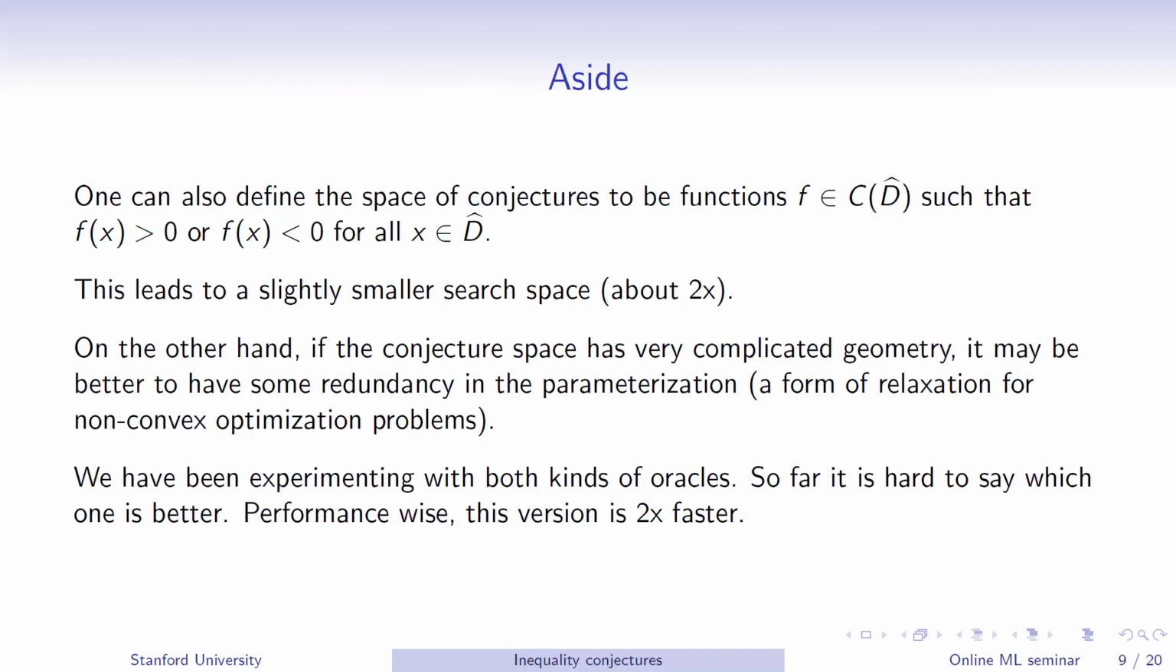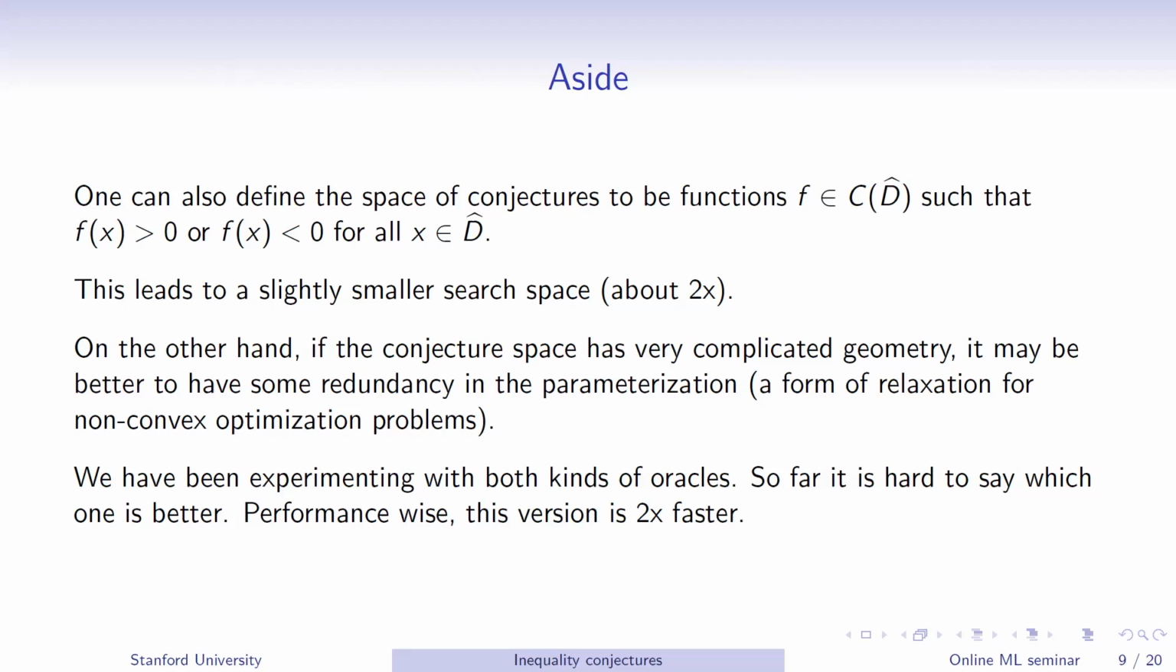The optimization problem that we have, you cannot do infinite dimensional optimization. So you will choose some kind of finite dimensional subspace, and over that you are going to look for conjectures. If you do this, it does lead to about 2x smaller search space. On the other hand, and these are questions that we are trying to resolve right now, and this is slightly hand wavy, if the conjecture space has very complicated geometry, maybe the loss function has lots of local minima and so on. So it may be better to have some kind of redundancy in the parameterization space. You should really think of it as a form of relaxation for non-convex optimization problems. How this plays out in actual problems, we are not really sure.